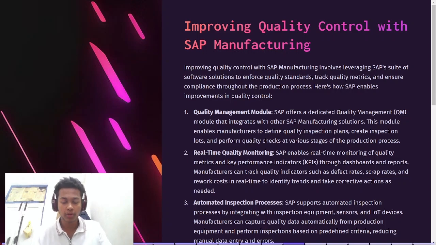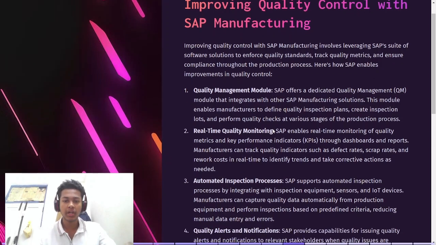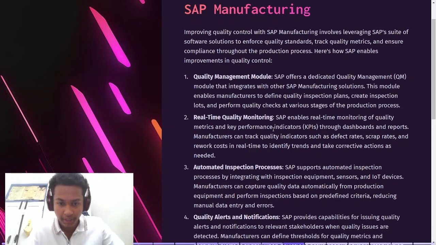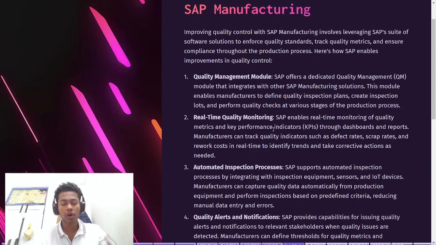Quality management module. Here we have little modules that do certain jobs or functions that get feedback on the quality and inform it to you. So this module enables manufacturers to define quality inspection plans, create inspection lots, and perform quality checks. Real-time quality monitoring. Here we will monitor the quality in real time so that we can always get feedback, understand, and change or alter our decisions in the production process.